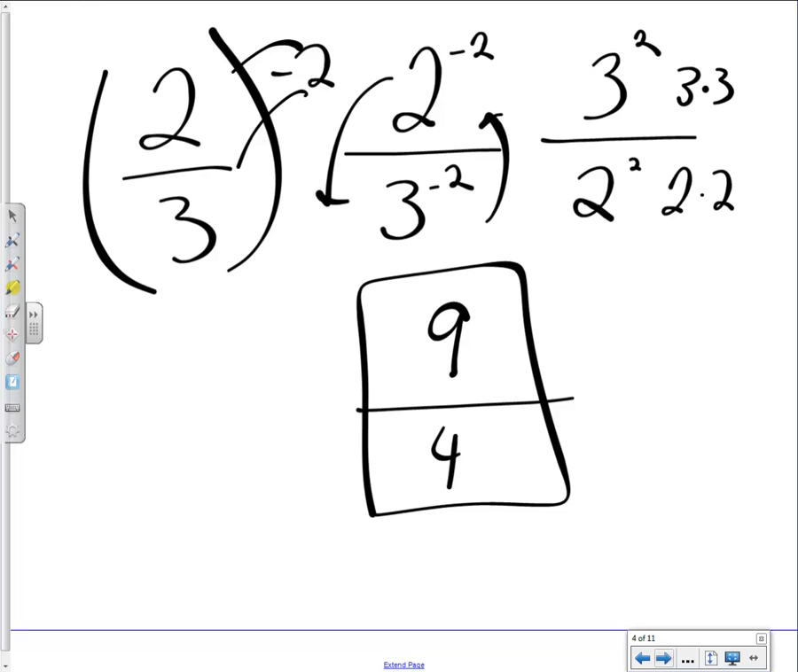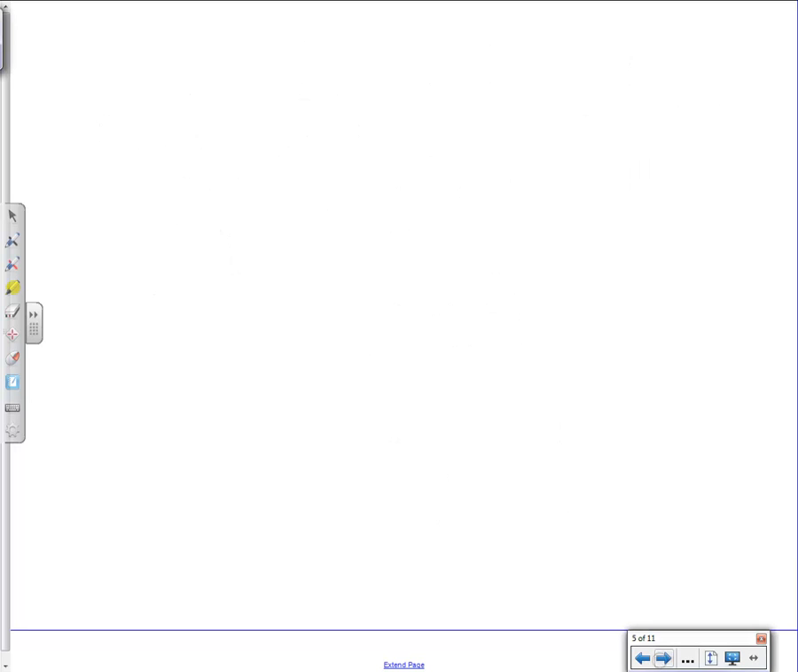Now, some of you are already trying to change these into mixed numbers. I told you that we're done with that. Once we finish that unit, when moving forward, we leave it in fraction form, even if it's improper and the top number is bigger. We leave it like this.